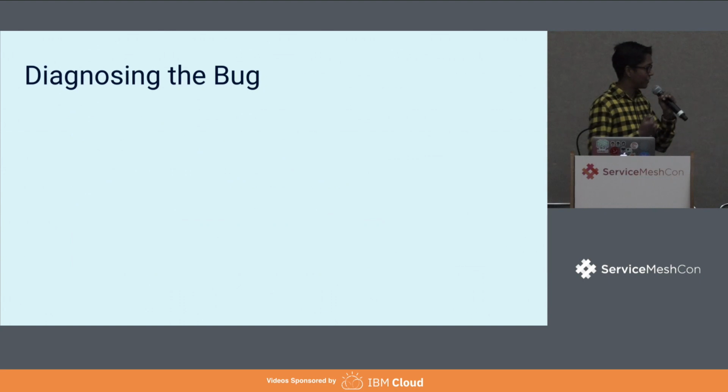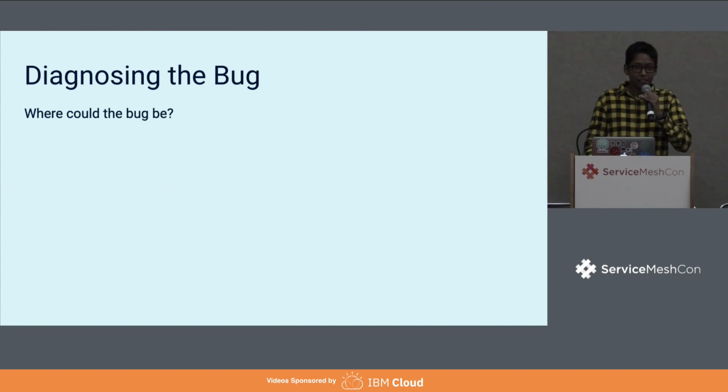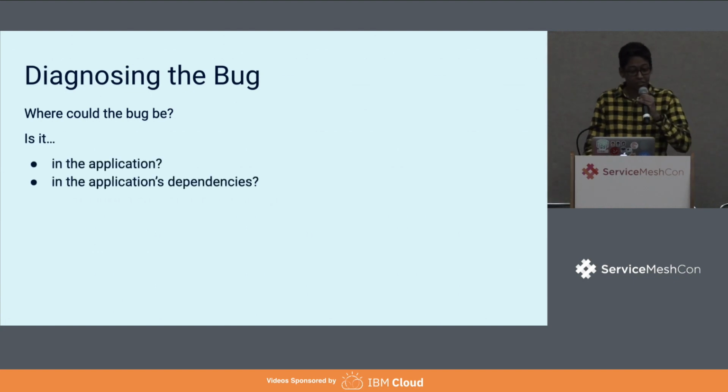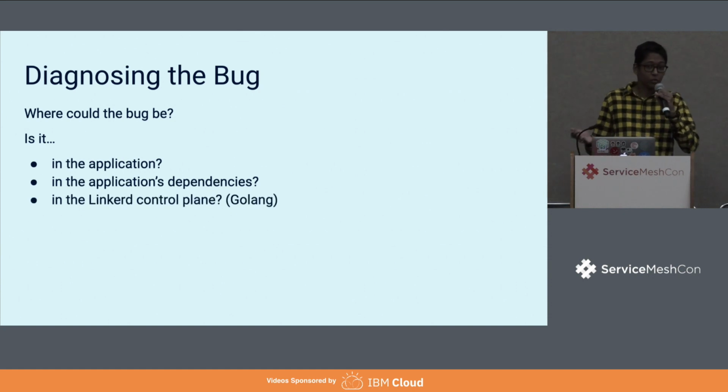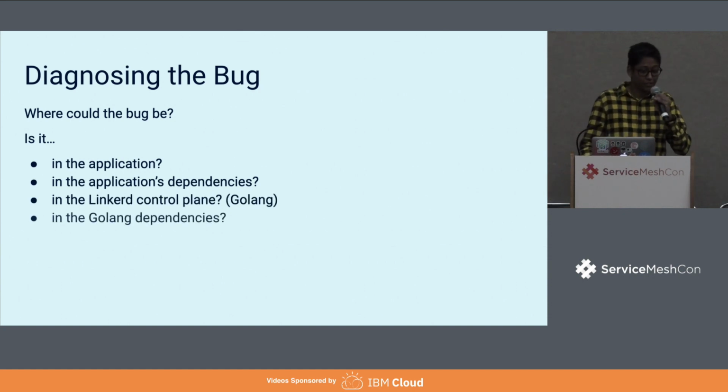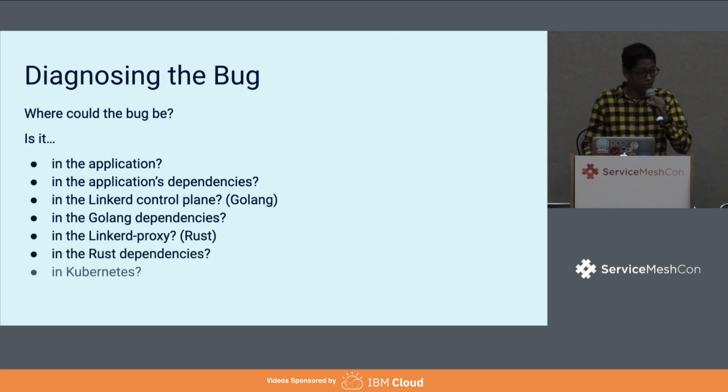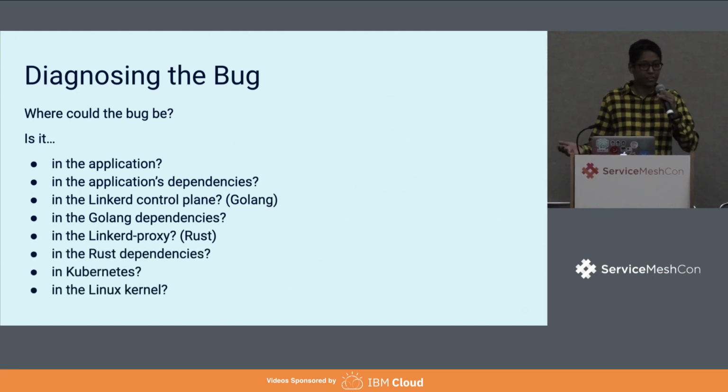So yeah, we've received a good bug report, and now we need to go figure out where the bug is. As Anna mentioned, architectures can be complex, so the bug could be in a number of places. It could be in Anna's application, in Anna's application's dependencies, in the Linkerd control plane, which is written in Go, in the Go dependencies, in the proxy, which is written in Rust, in the Rust dependencies. It could be in Kubernetes. It could even be in the Linux kernel, and we have encountered that. So that's a lot of places.